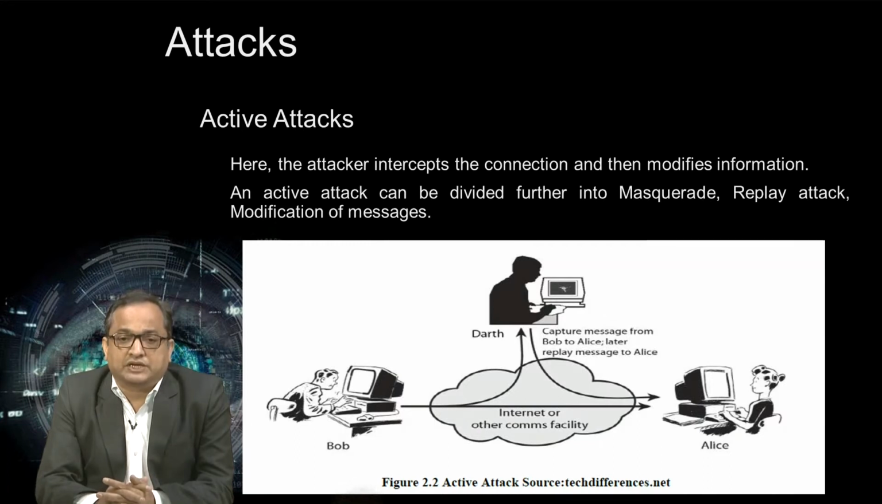So here you can say that there is a communication between Bob and Alice and it is being intercepted by one of the attackers, one of the hackers, or a person who has malicious intention. They can capture the message from Bob to Alice, later replay the message to Alice by intercepting that particular message or by making some sort of correction into that message.